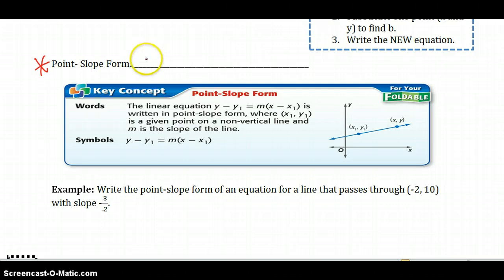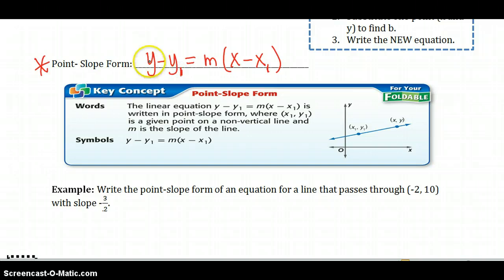Point slope form looks like this. y minus y sub 1 equals m times x minus x sub 1. Now, x sub 1, y sub 1, we've seen that before when we talked about the slope formula. That just means that if I give you a point, the first point I give you, we call those sub 1 to stand for the first point.